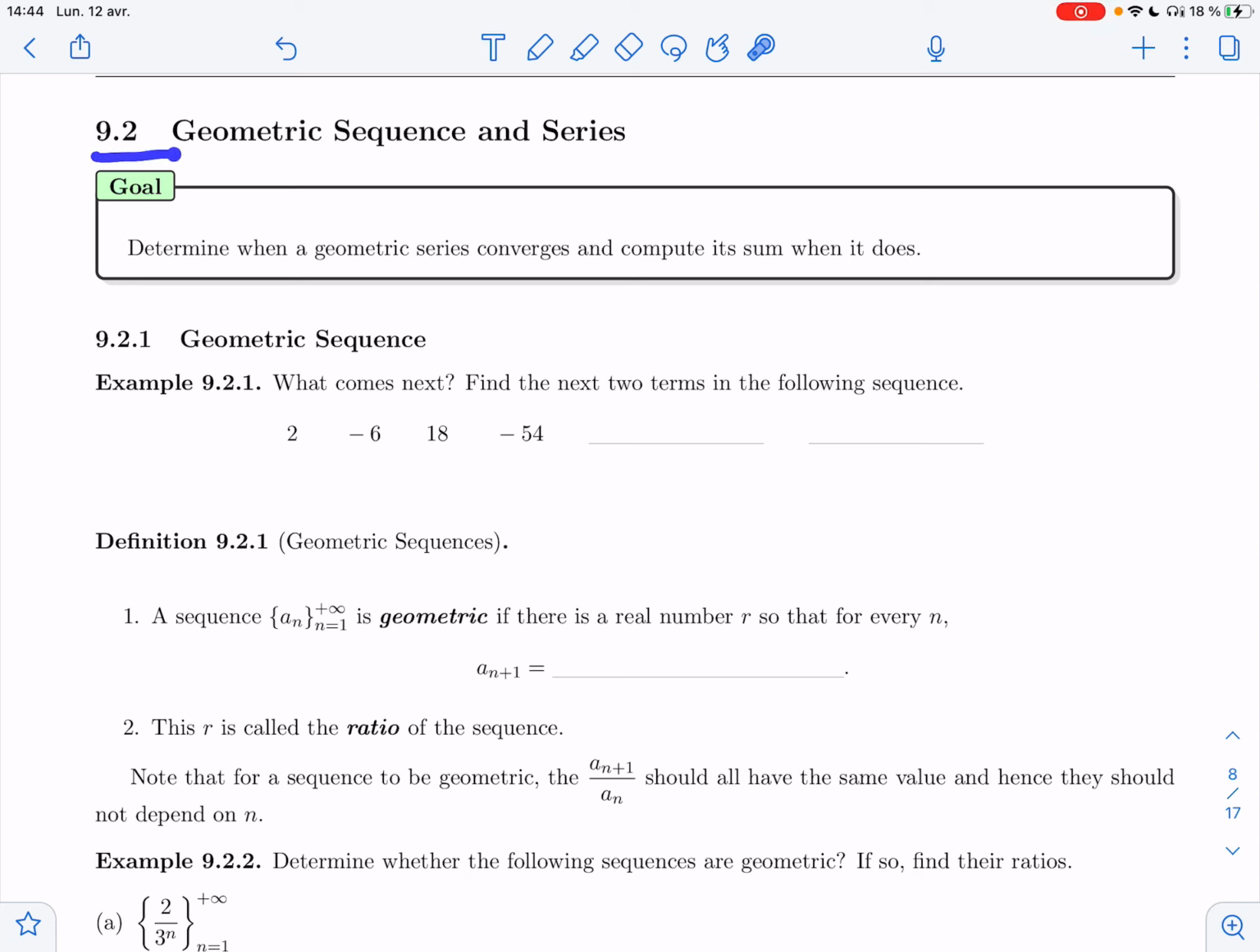Welcome to section 9.2. We'll be talking about geometric sequence and series. Our goal is to determine when a geometric series converges and compute its sum when it does. All right, let's look at what a geometric sequence is. So 9.2.1, geometric sequence. Here's an example, 9.2.1.